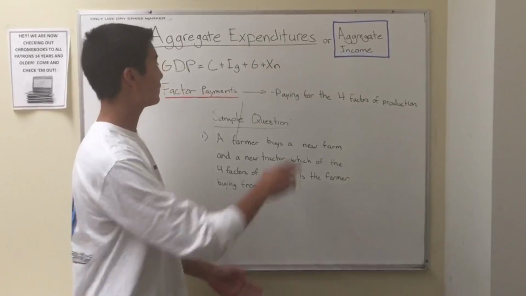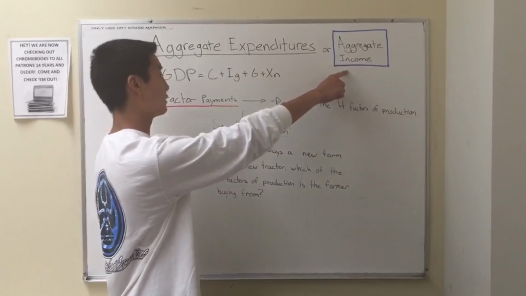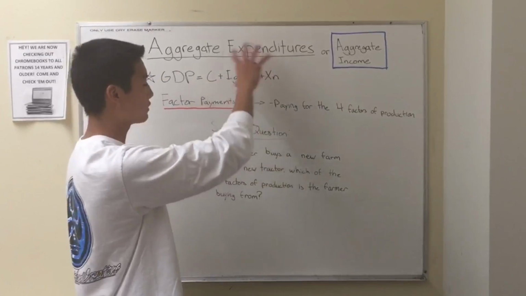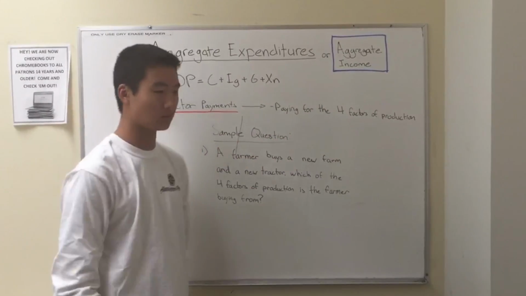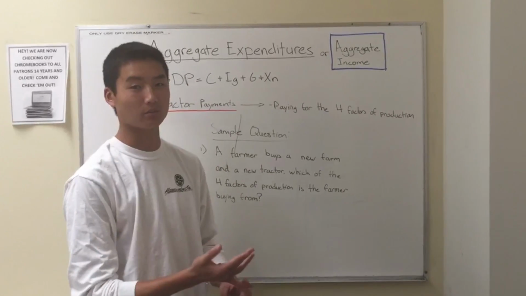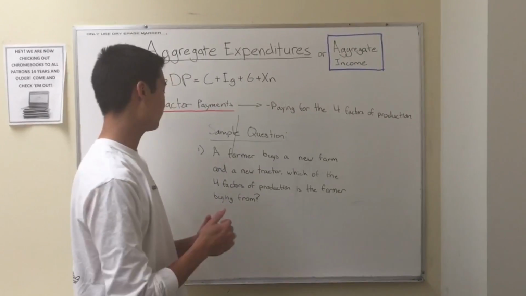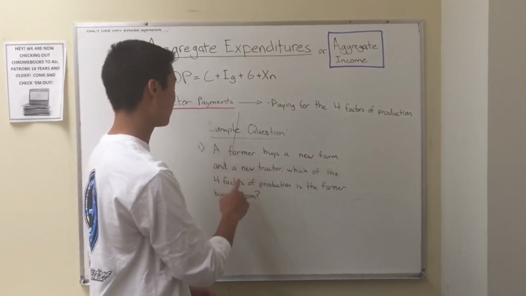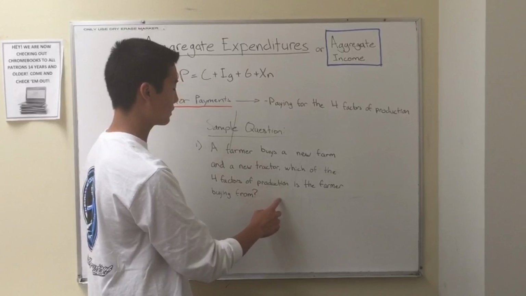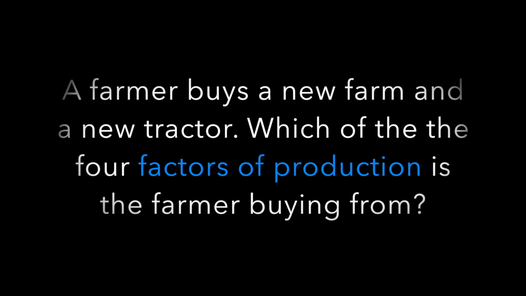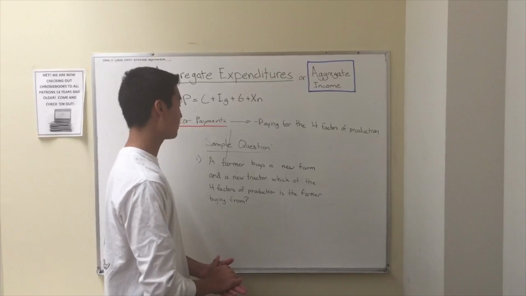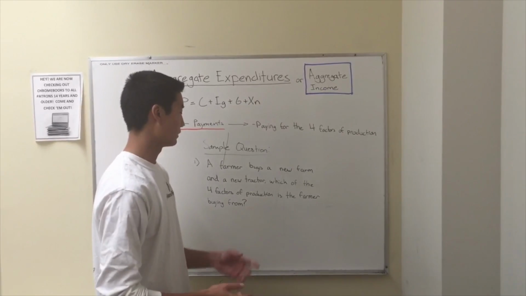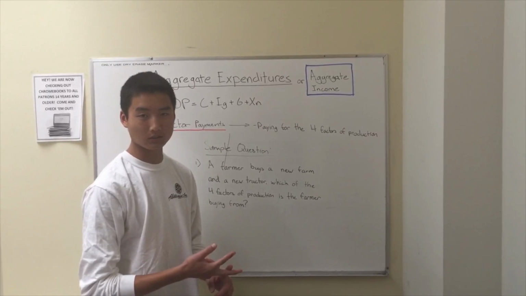Alright, so aggregate expenditures is also considered aggregate income, or in other words, GDP. These are all the same thing. And factor payments are paying for the 4 factors of production, which are land, labor, capital, and entrepreneurship. So, sample question. A farmer buys a new farm and a new tractor. Which of the 4 factors of production is the farmer buying from? And the farmer is buying from land and capital.